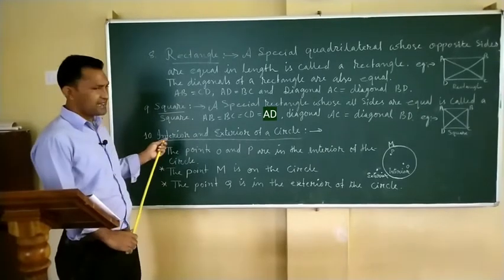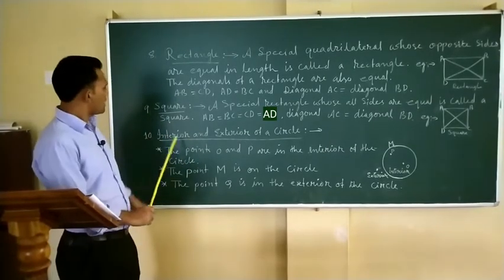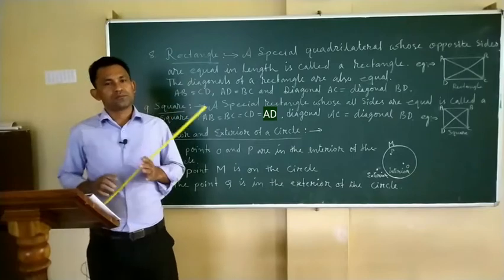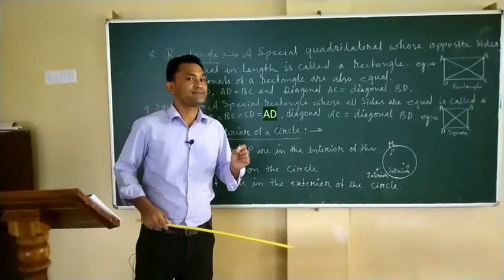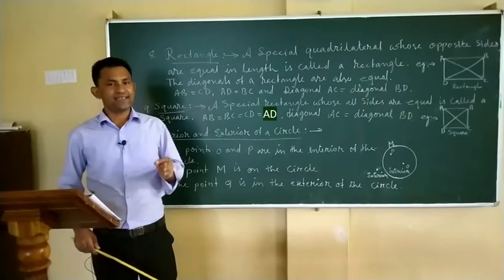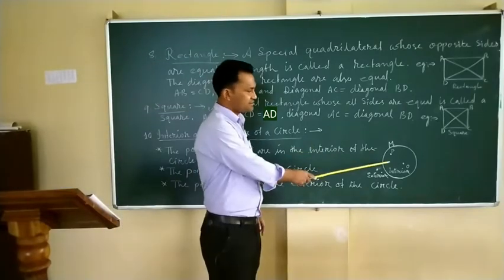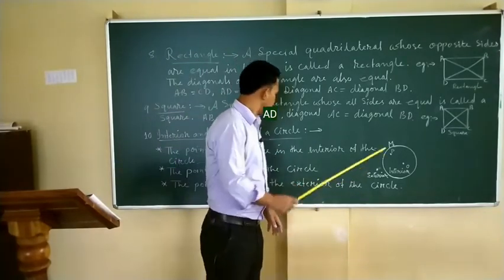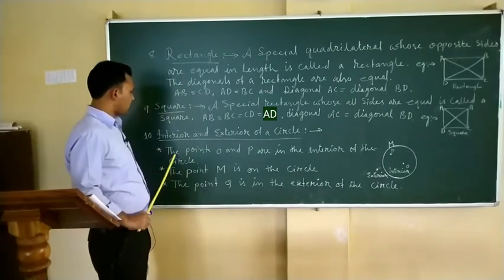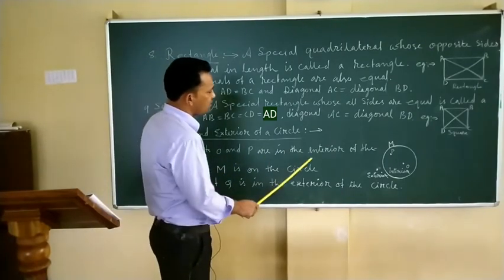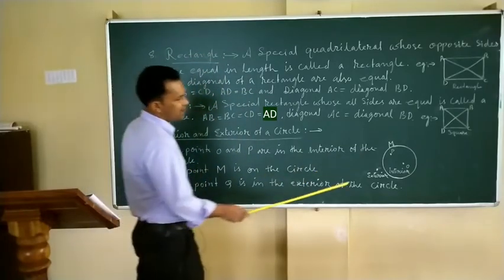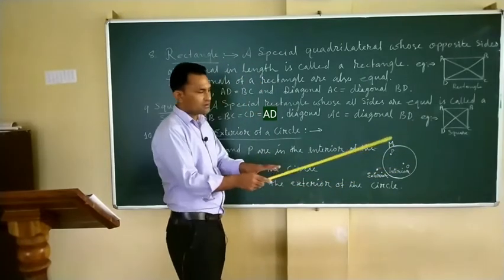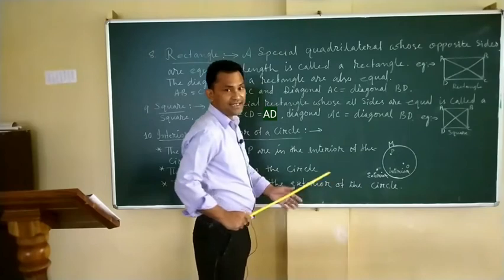And the last number 10. So here we will discuss interior and exterior of a circle. My dear children, so you should know what is interior and exterior. Interior means inside of this circle and exterior means outside of this circle. So point number 1, the points O and P are in the interior of the circle. You see, I have given here one circle. So P and O, both inside the circle. So it's called the interior of the circle.